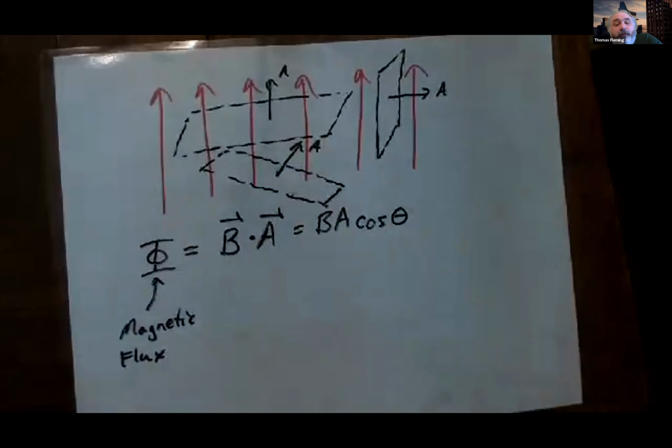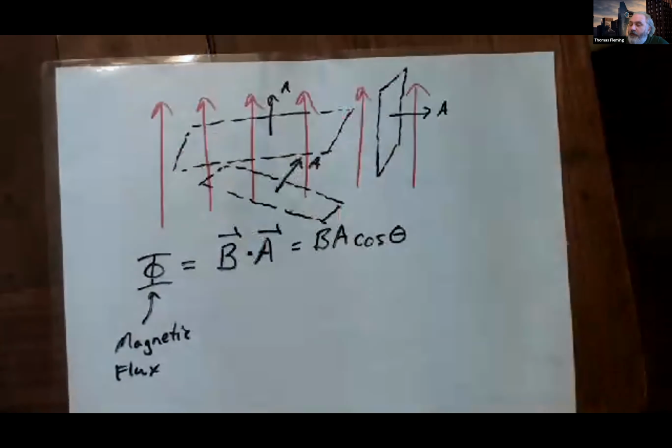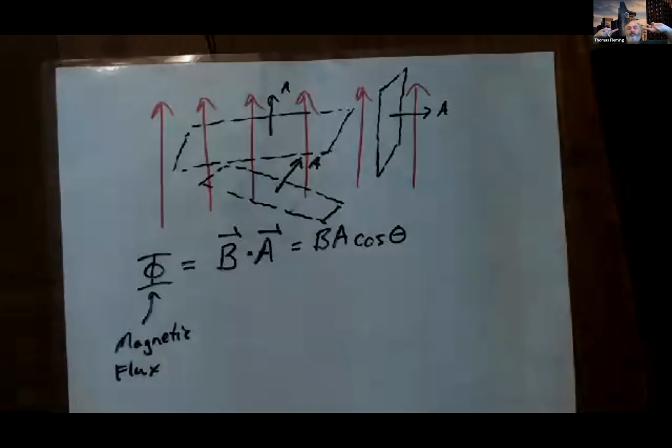Notice that flux could be negative. What if I take this guy right here and I flip it 180 degrees around so that I basically turned it upside down? Well, now what's going to happen is my area vector would point straight down and my magnetic field would point straight up. The angle between that would be 180 degrees, and the cosine of 180 degrees is negative.